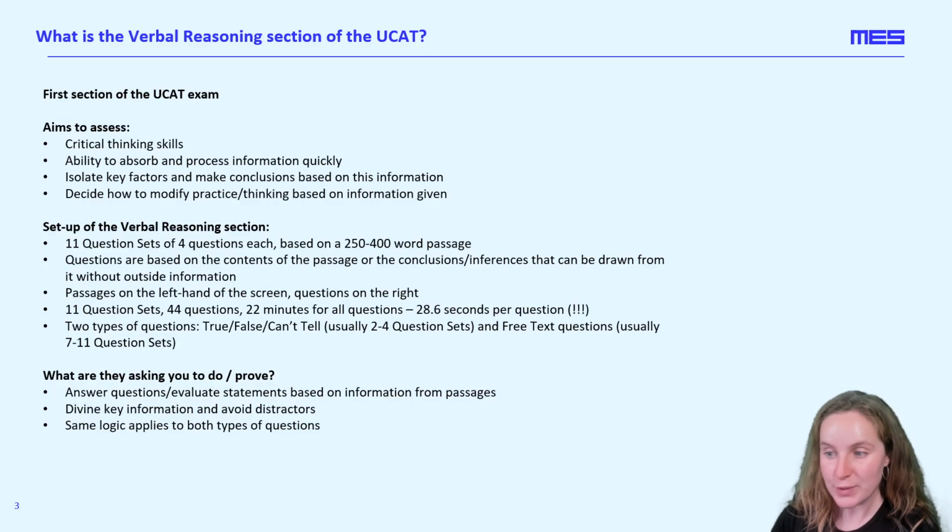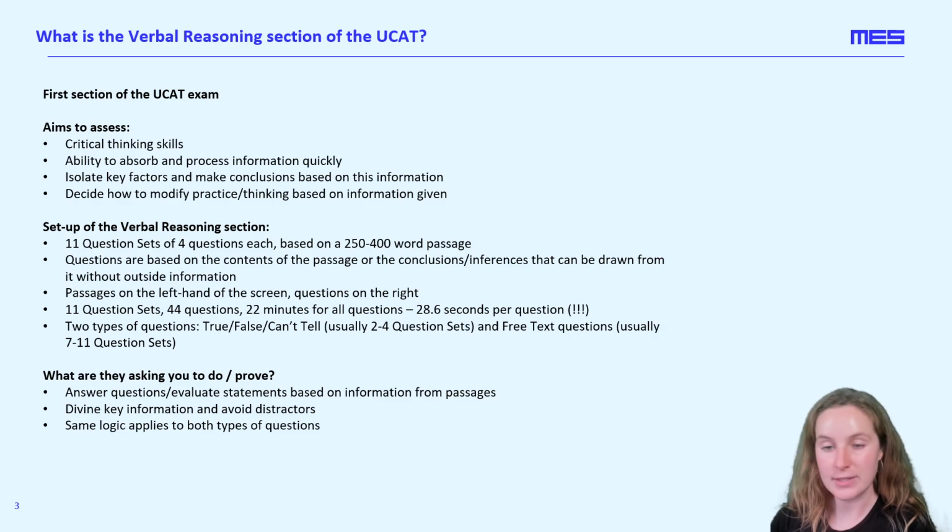There are 2 types of questions, true, false, or can't tell, which is usually 2 to 4 of the question sets. So 8 to 16 of the questions on the exam, and free text questions, which are usually 7 to 8 question sets. So these are the more common questions you'll be getting, but both are important that we cover.